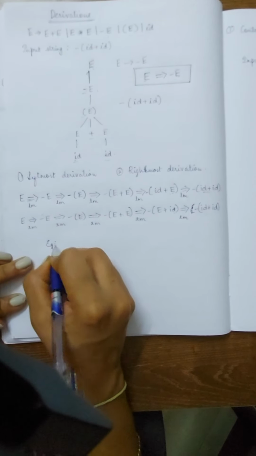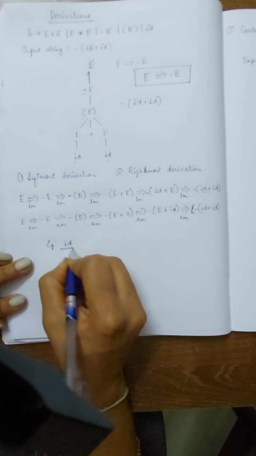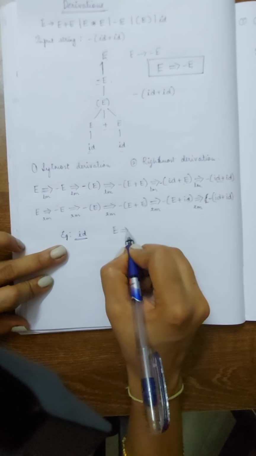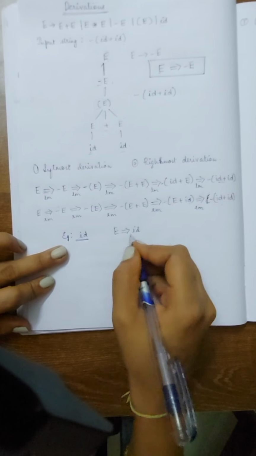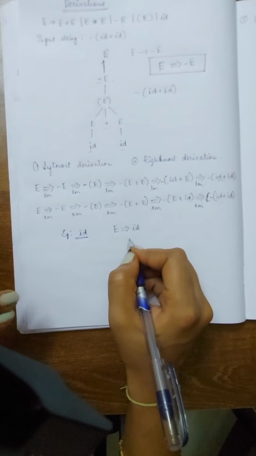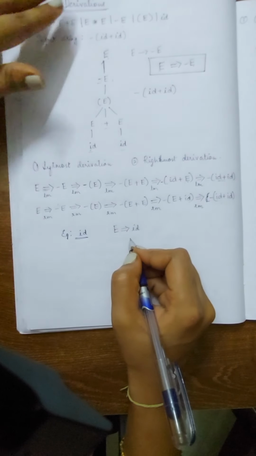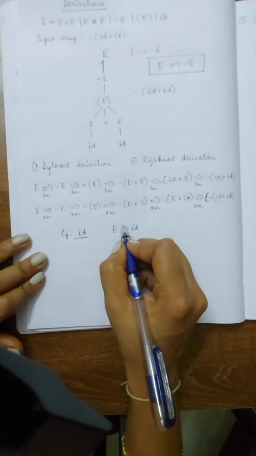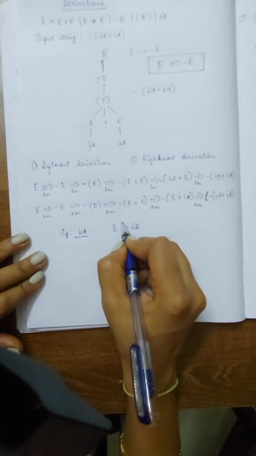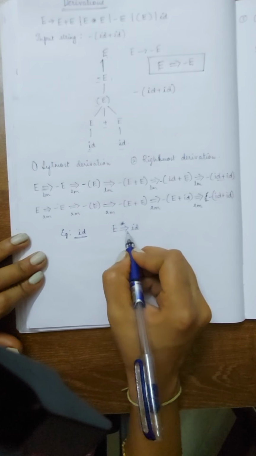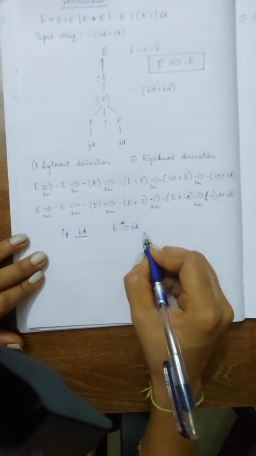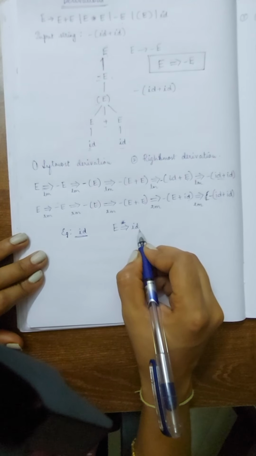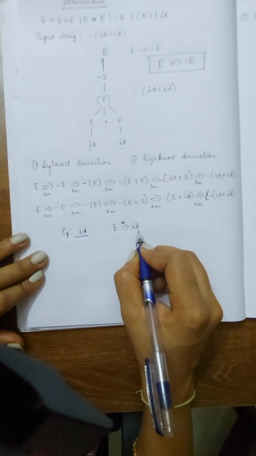Okay, consider this input string. If I just give this as an input string, I can say that E derives ID. There is no need for me to use any production to get this input string. So this can be represented by adding the symbol star, which means E derives ID in 0 or more steps.